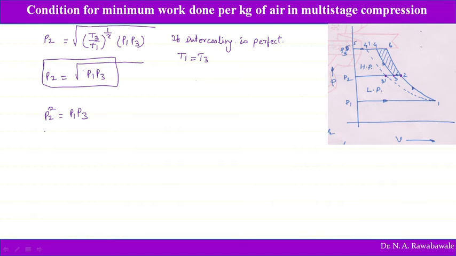Or else if we write this, P2 divided by P1, P1 is taken on left hand side. Here we have 2 times P2, 1 P2 is transferred on right hand side, P3 divided by P2. So this is for two-stage air compressor.